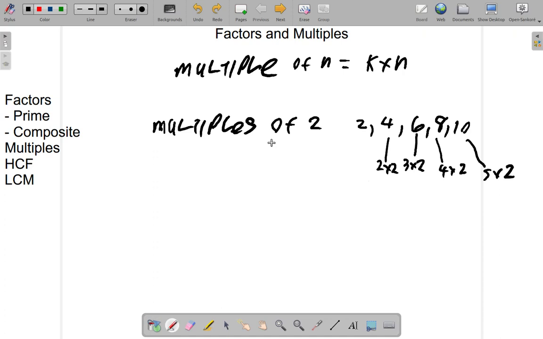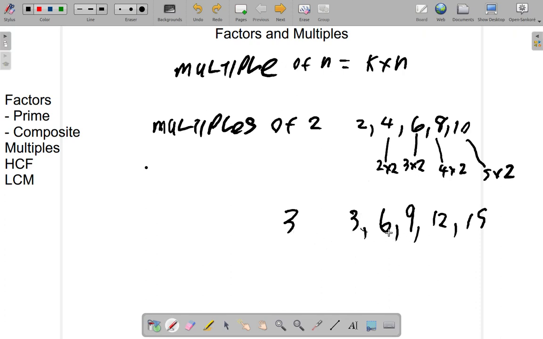Another example. If we say, what are the multiples of 3? The multiples of 3 are 3 itself. 3 times 2 gives you 6, so 6. 3 times 3 gives you 9, so it's 9. 3 times 4 is 12. 3 times 5 is 15. So 3 times a whole number gives you each of these. This one is, of course, 3 times 1.